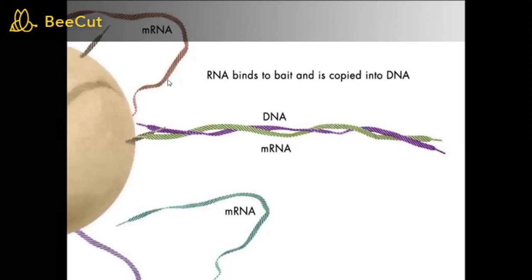So here is the RNA. RNA binds to the bait and is copied into DNA. Here you can see the mRNA-DNA hybrid has been formed. Then we have to use the enzyme RNase H. That RNase H will remove the mRNA molecule, leaving only the DNA molecule. So after polymerization, the double stranded cDNA molecule will get formed.